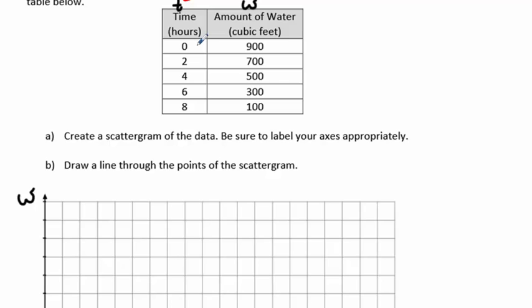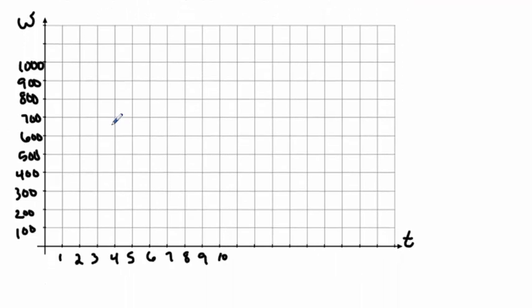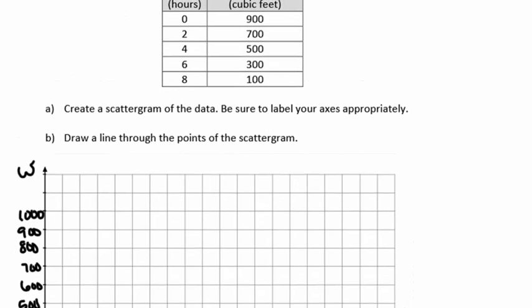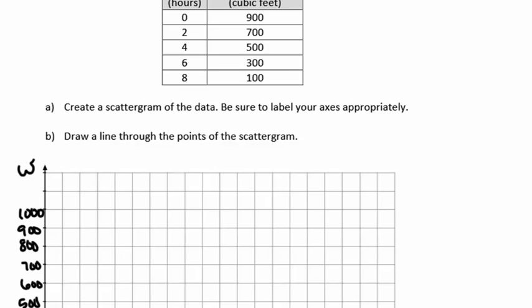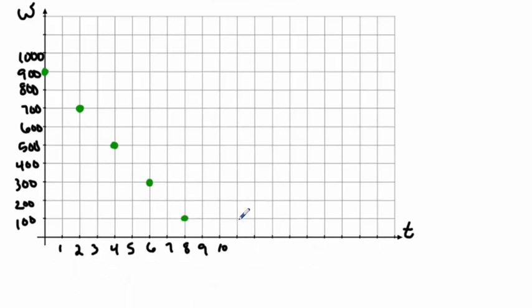For time, we can use a scale of 1, counting 1 through 8 as the values. For the water, we're going to need a scale of 100, counting 100 through 900. Once you have your graph labeled, begin plotting the points. The first point is 0, 900. I'll go ahead and draw each of my points. Once you have all 5 points graphed, your graph should look like this.